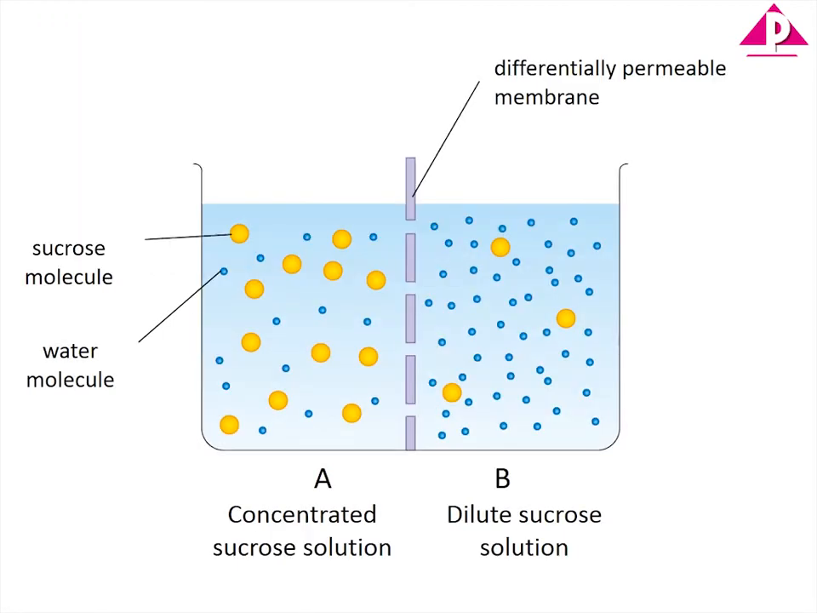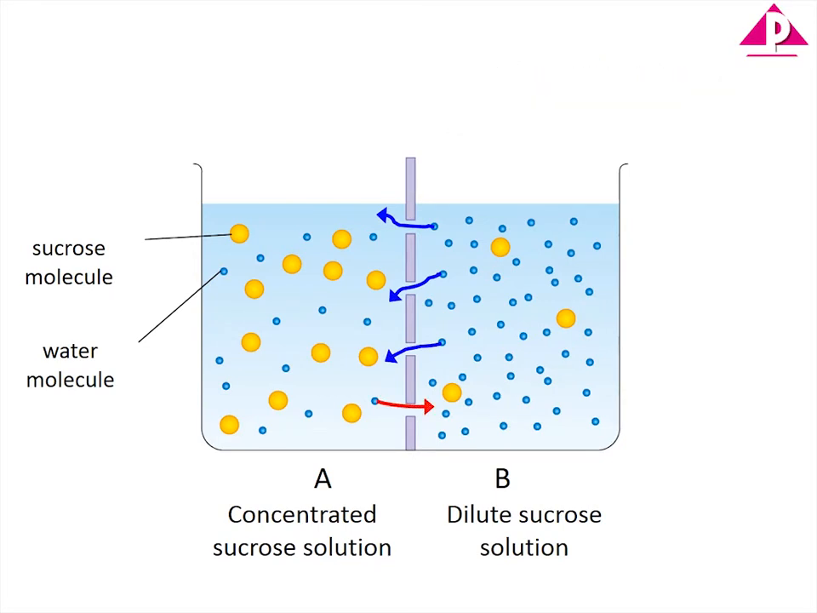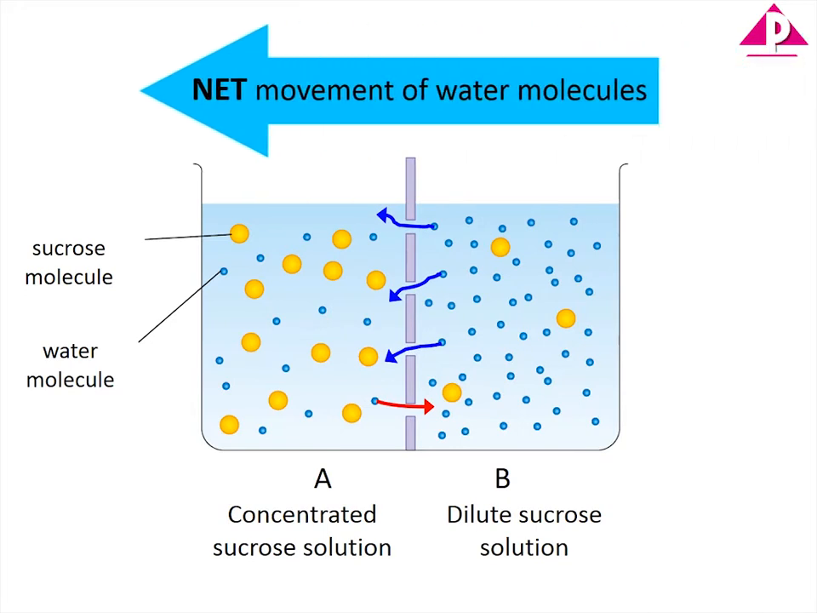As we can see from the diagram, side B has a larger proportion of water molecules than side A because it is more dilute. Therefore, more water molecules move from side B to side A. In other words, there is a net movement of water molecules from the dilute solution in side B to the concentrated solution in side A.